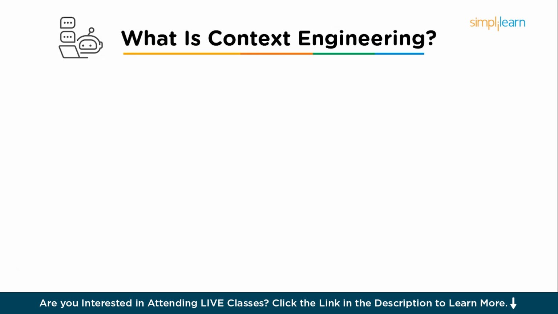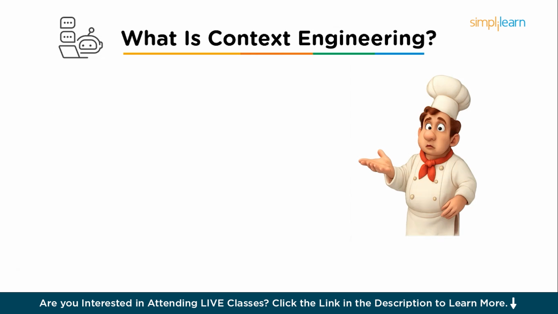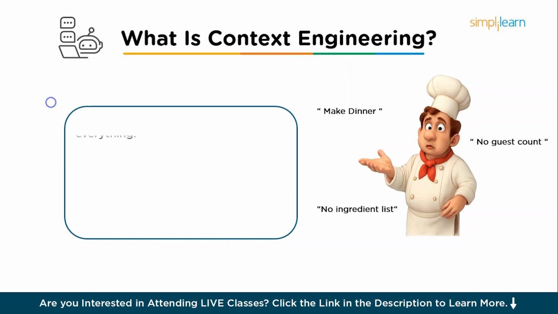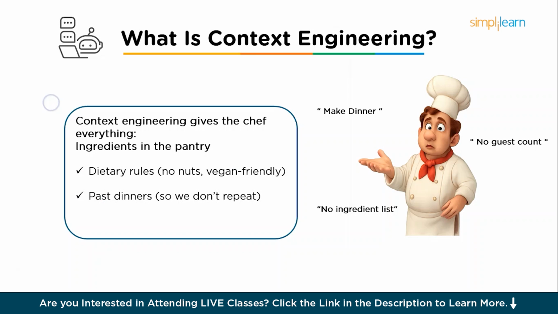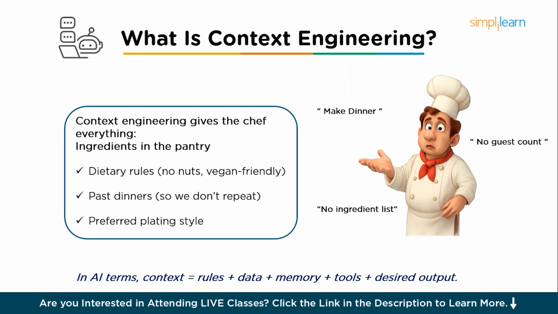Now, I'll give you an analogy of a picky chef. Imagine hiring a chef and only saying, "Make dinner for me," no ingredients list, no dietary notes, no guest count. The meal outcome is pure roulette. Now here, context engineering gives the chef everything needed. That is the ingredients in the pantry, the dietary notes, which include no nuts, vegan friendly, past dinners so that we don't repeat, and the preferred plating style. So basically, in AI terms, context is equal to rules plus data, memory, tools, and the desired output. It's the engineered environment that lets a large language model reason and not guess.